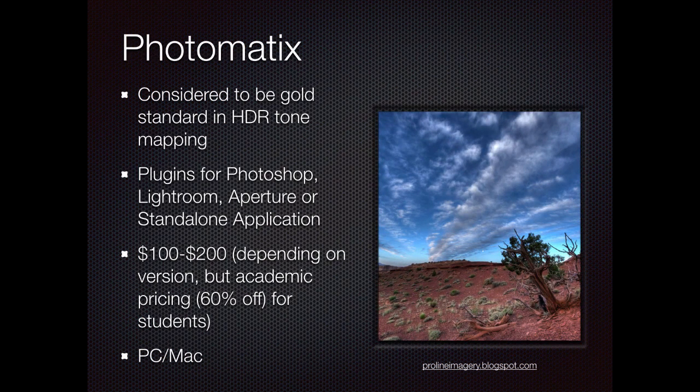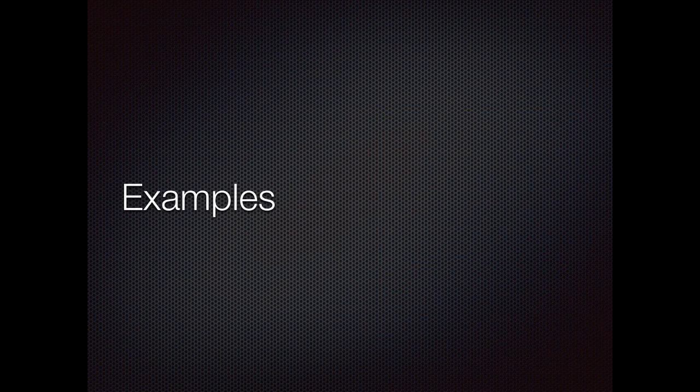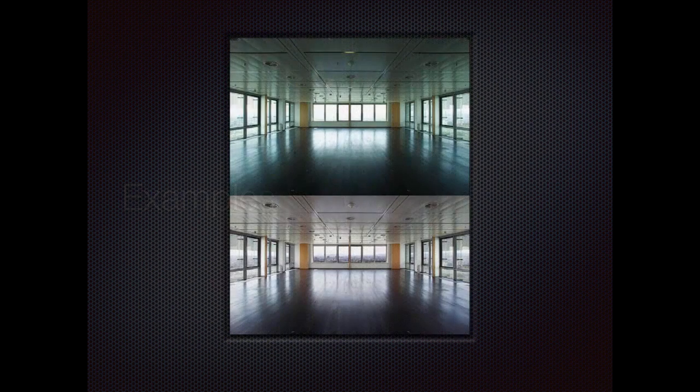Photomatix is another piece of software that's really considered the gold standard in doing HDR processing and tone mapping. It's kind of the best that's out there. There are plugins that work with Photoshop, so if you're working in Photoshop, you can get the Photomatix plugin that does the tone mapping. It's really easy: you adjust a few sliders, and it magically creates these images. It's a little on the expensive side for the standalone version, but there is a big student discount if you're interested. So let's look at some examples so we can talk about it.